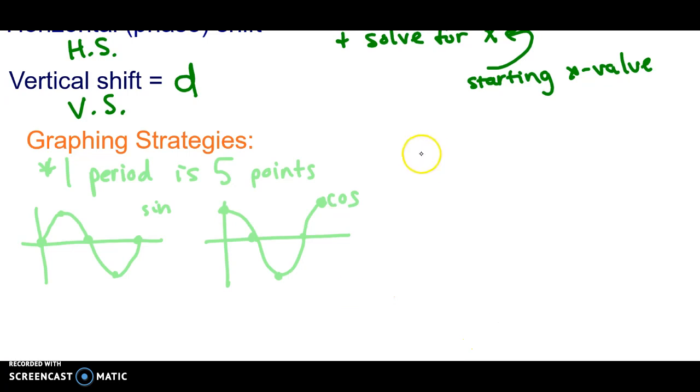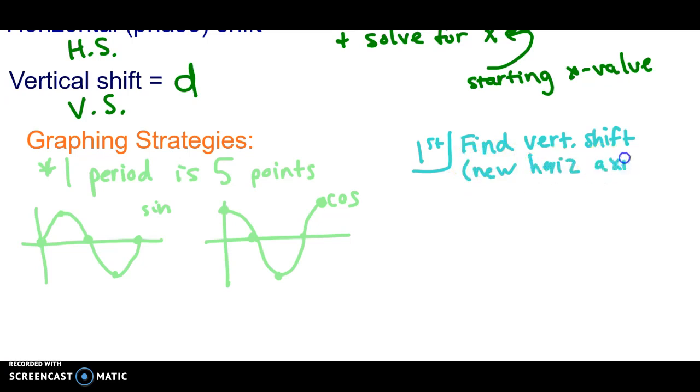Okay, so strategies. First thing that I would recommend doing is find the vertical shift, because that will be your new horizontal axis. What do I mean by that? Well, here, this horizontal axis is at 0 because the graph wasn't shifted up or down. The second thing that I would recommend doing is find your amplitude. We already talked about how to find that. It's the a value, absolute value of it.